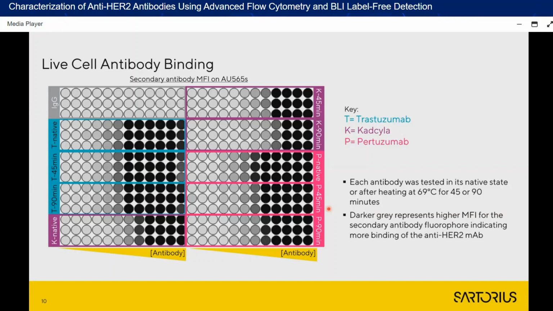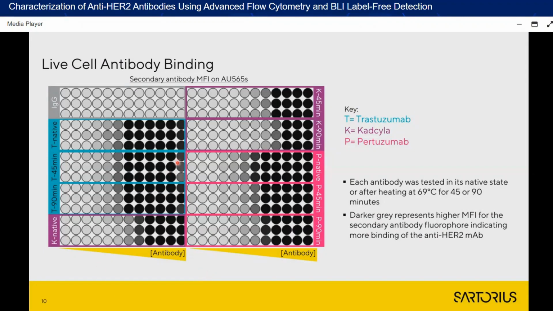But as well as the native forms of each of those antibodies, we did also include heated forms of the antibodies. So these had been heated at 69 degrees Celsius for either 45 or 90 minutes. And we hope this would also give a bit of an idea of the thermal stability of the antibodies. And in the heat map, the darker grey colours indicate a higher MFI, so increased antibody binding.